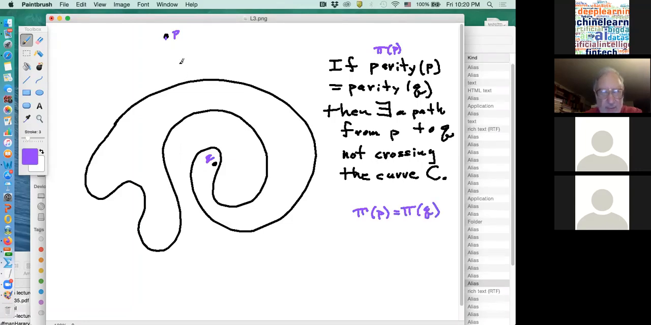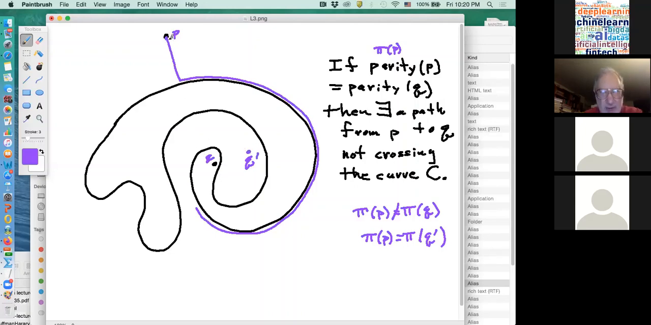They're both odd. I walk from P over to the curve. Now I walk along the curve, not crossing it. Of course, I made a mistake, didn't I? Because I said the parity of P is equal to the parity of Q, but here the parity of P is not equal to the parity of Q. But let's take another point, Q prime. And the parity of P is equal to the parity of Q prime. I miscounted when I looked at it, right? Q prime over here has parity 2, even parity, coming from outside in.